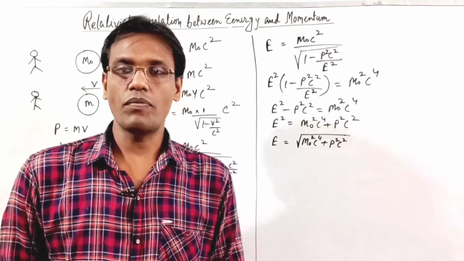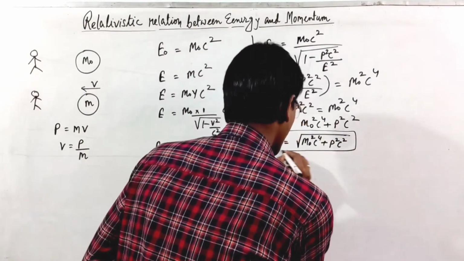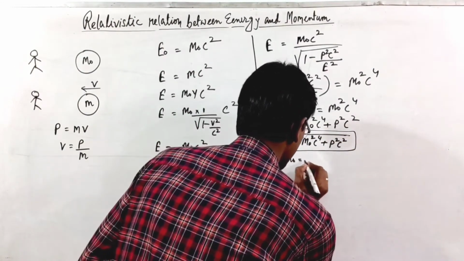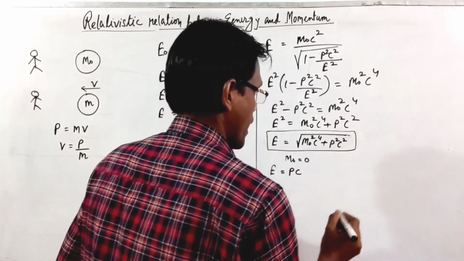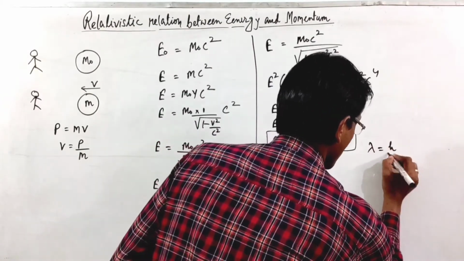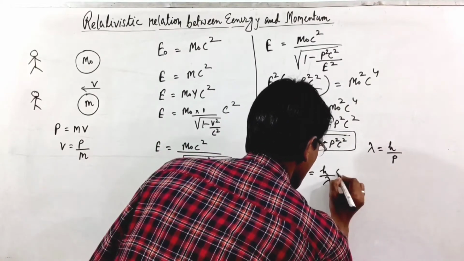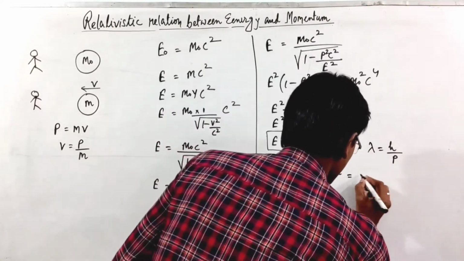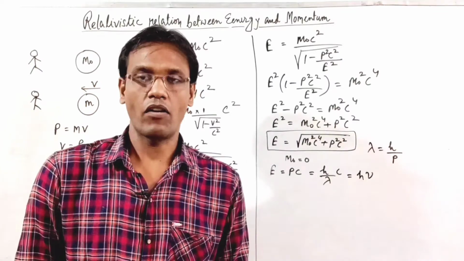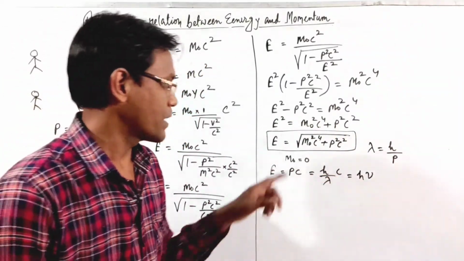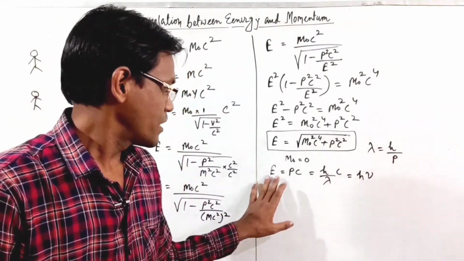Now what will be the energy of a massless particle, a photon? For a massless particle, the rest mass is equal to 0. So E equal to pc, and you know lambda is equal to h by p, so p is equal to h by lambda, and c by lambda is equal to nu. E equal to h nu. This is the energy of a photon according to the Planck equation. So by this equation we can find the energy of a photon or a massless particle, which is successfully satisfied in this equation.